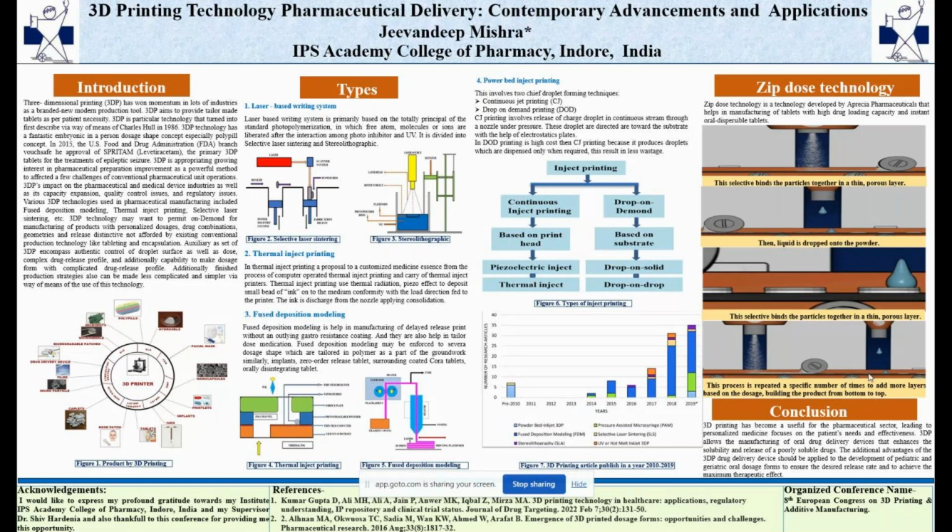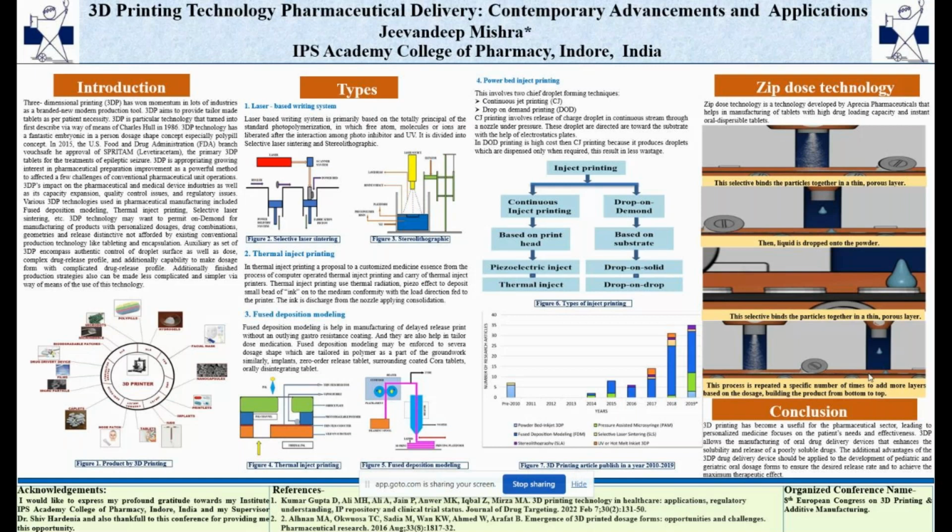There are many dosage forms like polypills, hydrogels, microneedles, nanocapsules, implants, tablets, nasal patches, capsules, films, etc. In these formulations various types of methods are used, which are given below. And now I'll discuss the types of 3D printing. There are many types of 3D printing, like laser-based starting system, thermal inkjet printing, fused deposition modeling, and powder-based inkjet printing. Now I discuss the laser-based starting system.